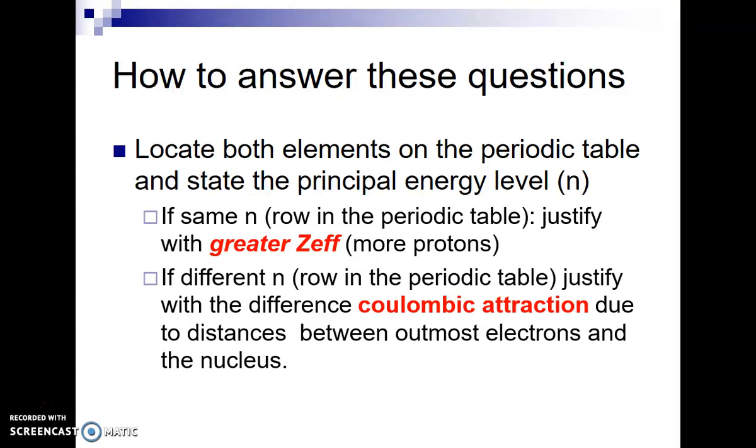Also helpful to remember is that the trend for ionization energy and electronegativity is the same. As you go across, it gets bigger, and as you go down, it gets smaller in value. And then the trend for atomic radius is the reverse of those. As you go across, it gets smaller, and as you go down, it gets bigger.